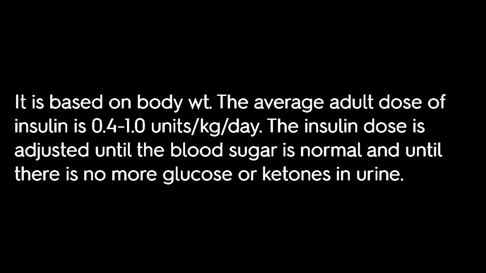How is the insulin dose determined? It is based on body weight. The average adult dose of insulin is 0.4-1.0 units/kg/day. The insulin dose is adjusted until the blood sugar is normal and until there is no more glucose or ketones in the urine.